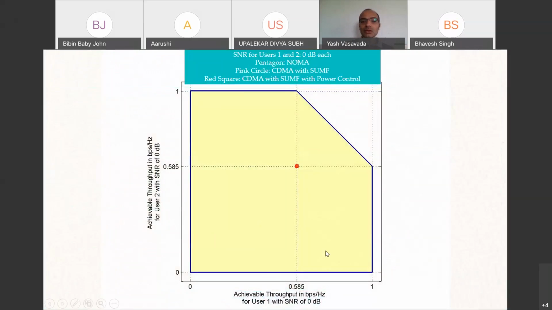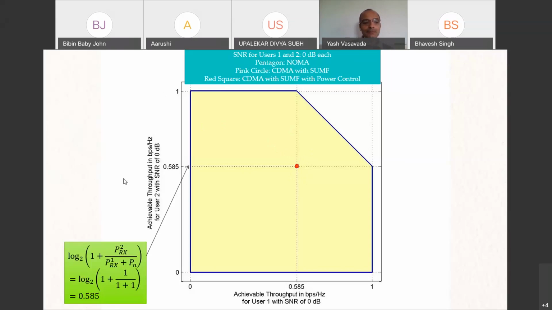This is how the overall system capacity diagram looks like. X-axis is R1, Y-axis is R2. And what I'm showing as of now is what NOMA can do versus what CDMA can do with power control or without power control. So how did I draw this diagram?